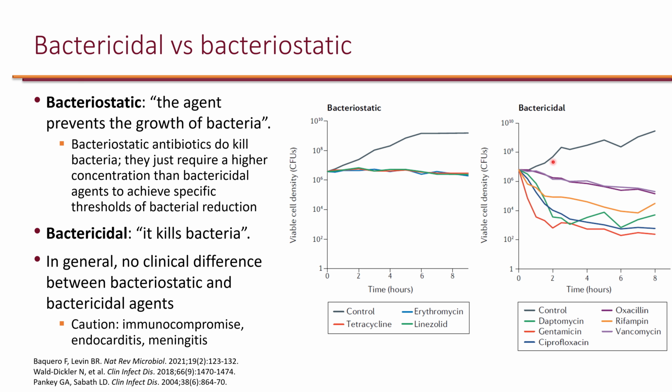So the theory is that if somebody is immunocompromised and they don't have the benefit of immune system, this might be dangerous to just prevent the growth because there is no immune system to actually kill it. So you want to rely on bactericidal to kill as many of these before the bacteria kill the patient.